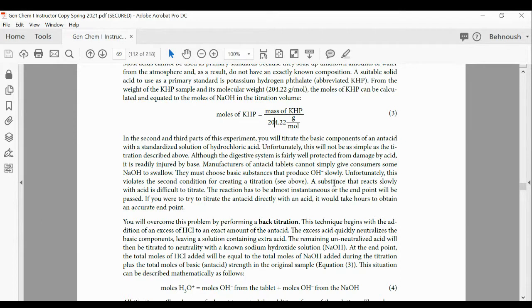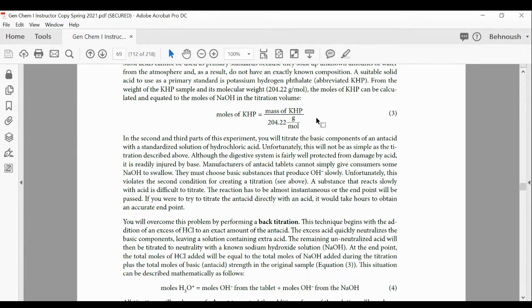That's the reason why we are using KHP to standardize sodium hydroxide to begin with. After the solution of sodium hydroxide is made, then you find the concentration, and the concentration is fixed, because only solid sodium hydroxide would absorb moisture.